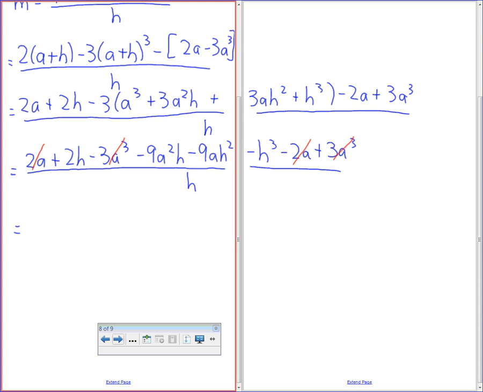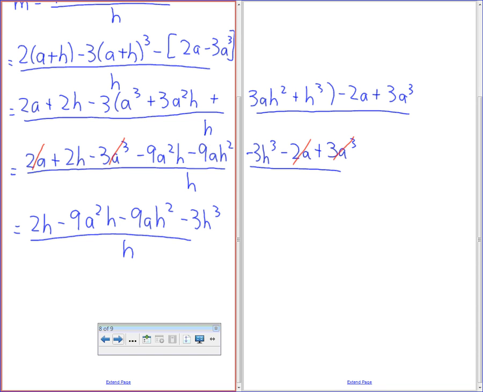You missed the 3 on the -3. Thank you very much, that would have hurt me in about 10 minutes. So that's going to be 2h minus 9a squared h minus 9ah squared minus 3h cubed all over h.